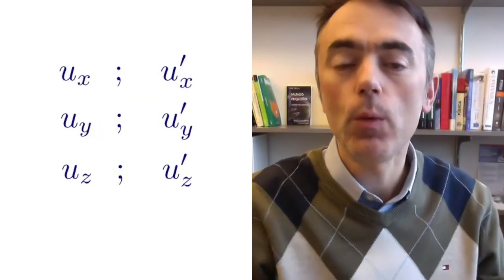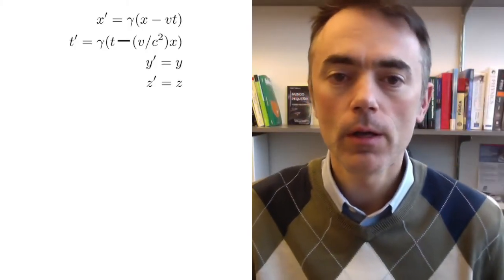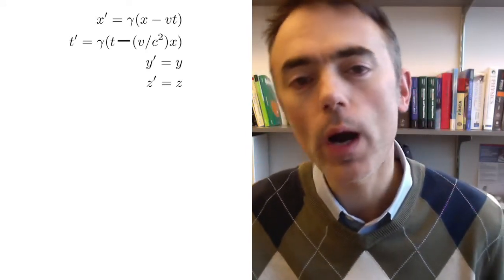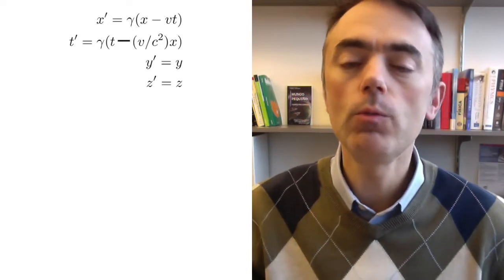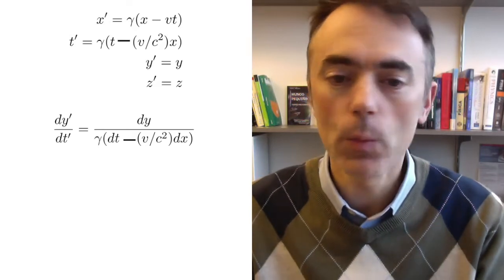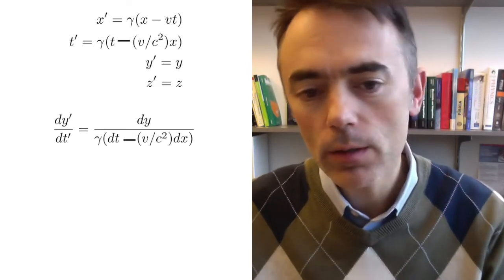Now let's find how the y and z components transform. But remember, it's the uy and the uz that we are interested in. So again, we go back to the Lorentz equations. We're going to do the dy and dy prime. We will divide by dt prime, and we'll see what we find. These again are the Lorentz transformation equations, and now we write y prime equal to y and z prime equal to z, and we do dy prime over dt prime, and using Lorentz transformations we get this ratio here on the right hand side.